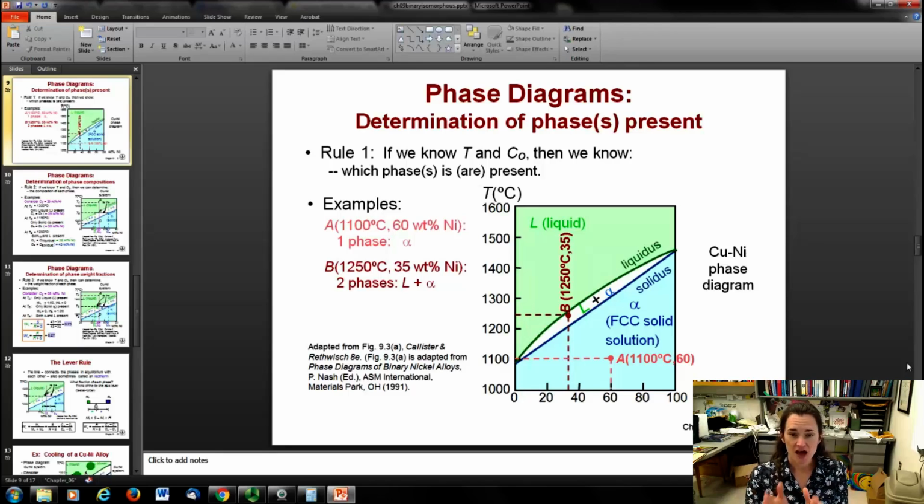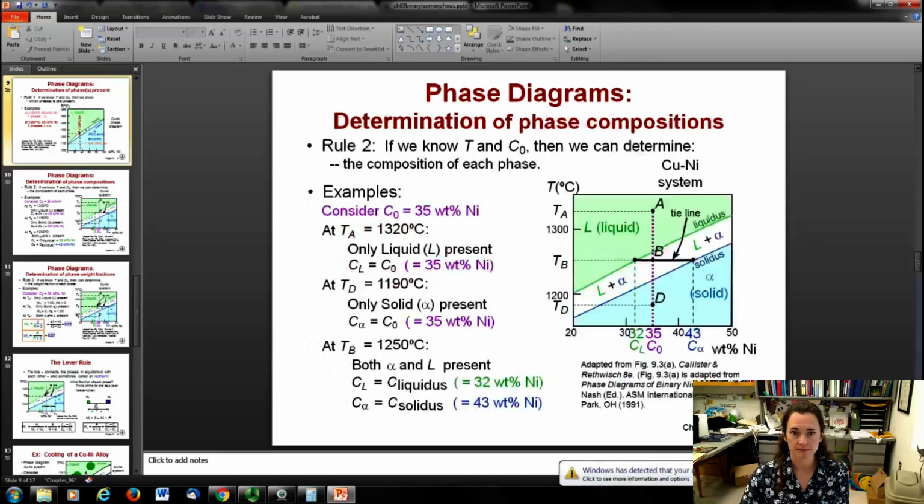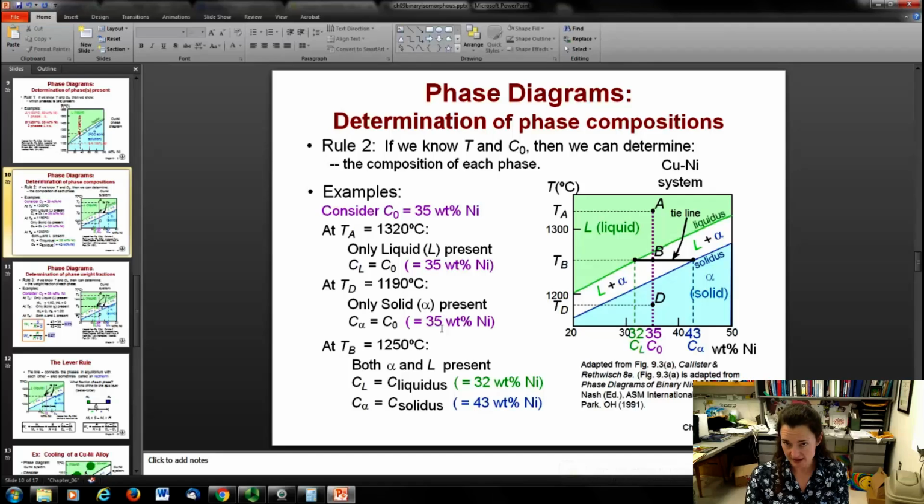Now, if I have a 35% nickel solution at 1250 degrees C, then I can go and see what my phase is. At that point, I'm in the middle here, and I have a liquid plus an alpha phase. So it's a mix of liquid and solid there. So I can easily read these off. That's not a problem. Rule number 2, if I know the temperature and the percent composition, then I can determine the composition of each phase, okay?